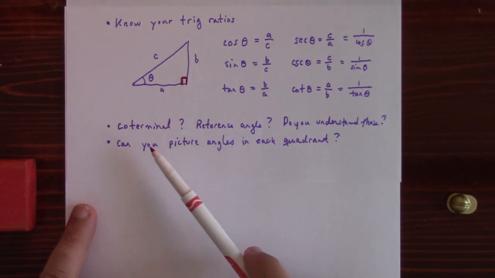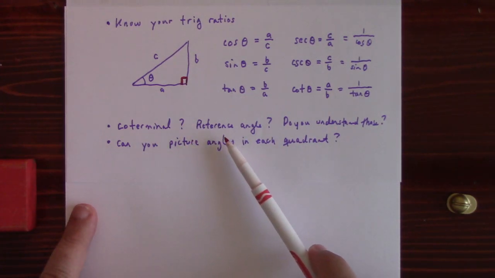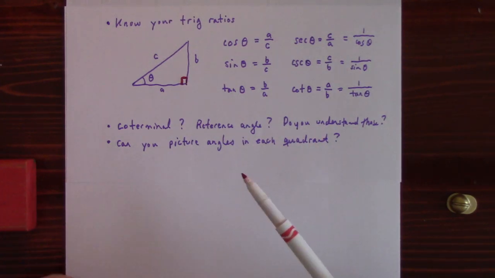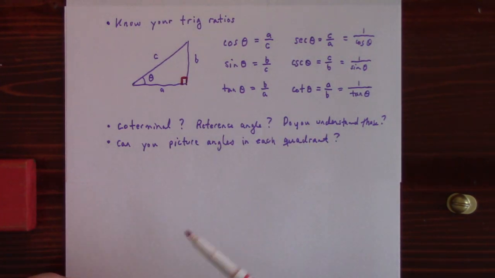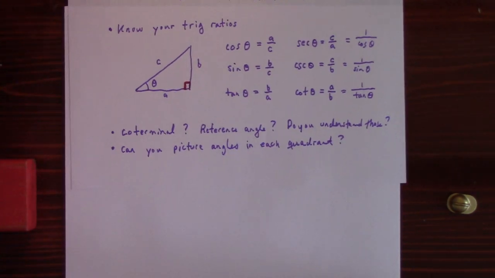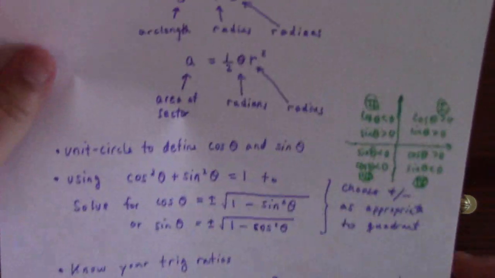I also talked about coterminal angles, reference angle, remember? And I also just had to picture angles in each quadrant, right? So try to come up with a couple more examples here for today for you. I have written the test, so let's see here what I got.